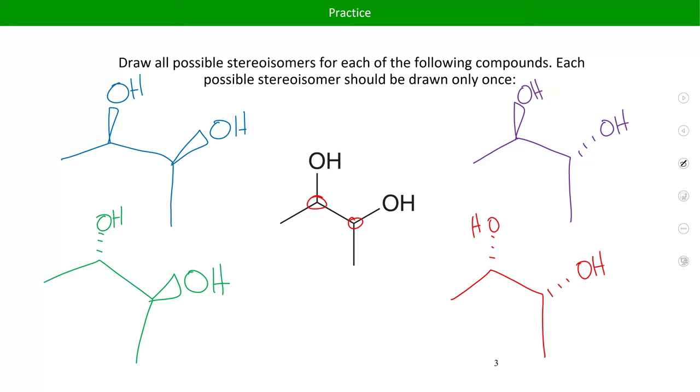Now, are all of these distinct stereoisomers? Which ones are not? The blue and the red are meso. Both go up. Yeah, exactly. So to get from the blue one to the red one, I would just have to take it and flip it like a pancake and get this other molecule.